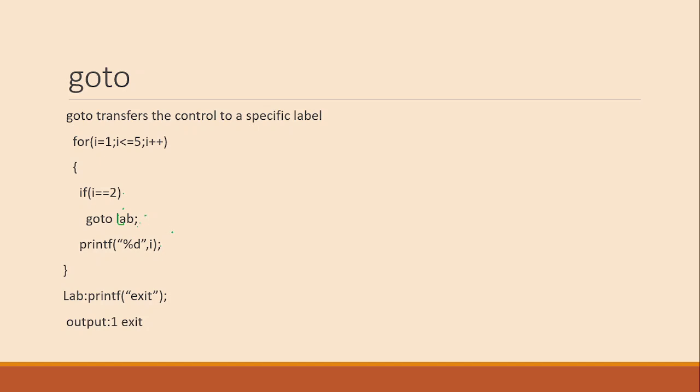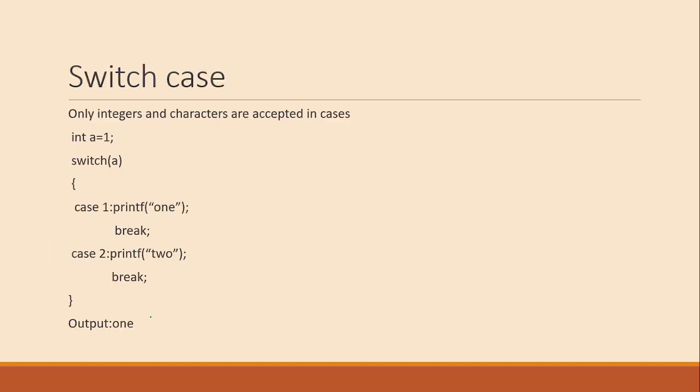Now i will get printed 1. Now when i becomes 2, it will be transferring the control to lab. So control will be transferred from this position to this position. It will come out of the loop. So the output will be lab 1 and exit. Okay, so the loop will not get executed further.